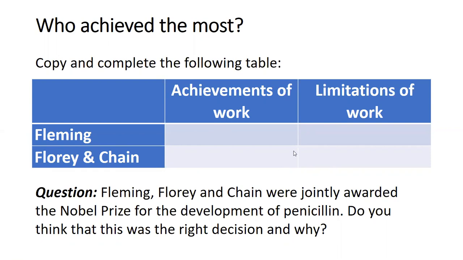And there's a question that you can consider. As historians, it's always good to have a little bit of a debate. Fleming, Florey and Chain were jointly awarded the Nobel Prize for the development of penicillin. Do you think it was the right decision? Once you've completed the table, answer that question. Decide whether you think getting a joint Nobel Prize was the correct decision for the development of penicillin. If you pause the video here and see how much you can get into this table, then we'll go through the answers.